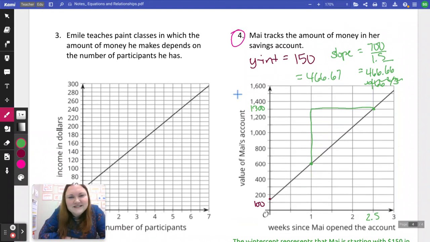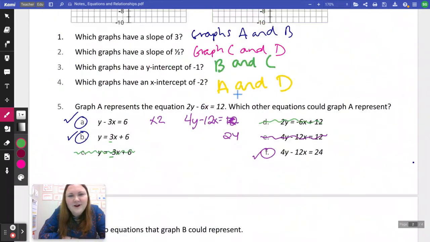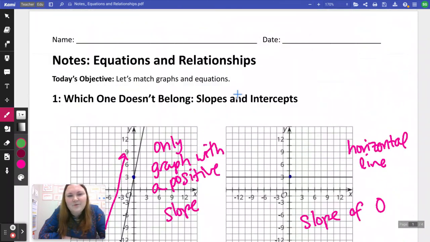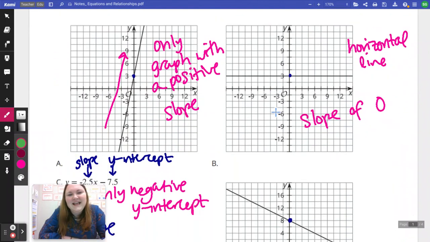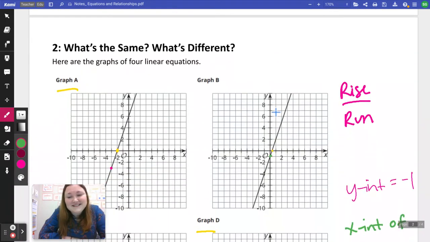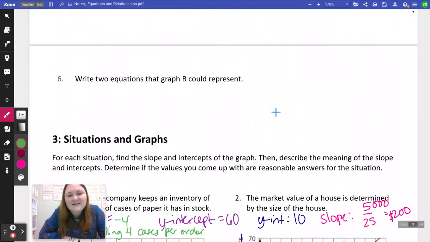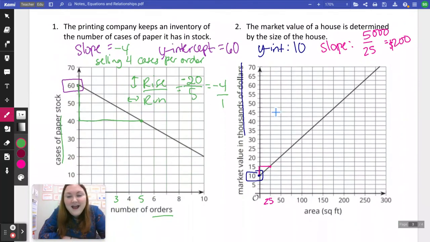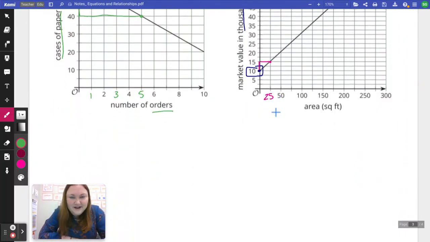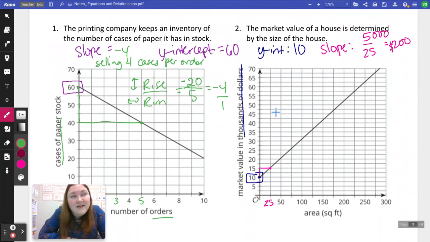I think this is a good stopping point for this video. Remember, our goals for this lesson were to talk about this relationship between graphs and equations. And you're noticing a theme throughout this entire thing is a lot of that relationship and being able to match them has to do with slope and y-intercept. We are going to talk about that more in our next lessons on connecting equations to graphs.